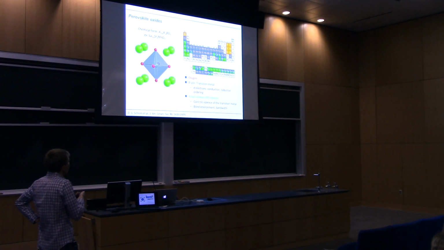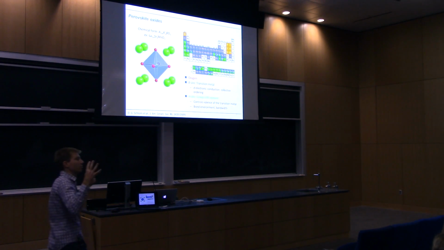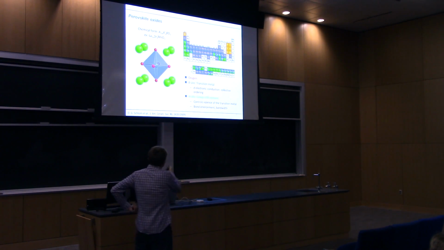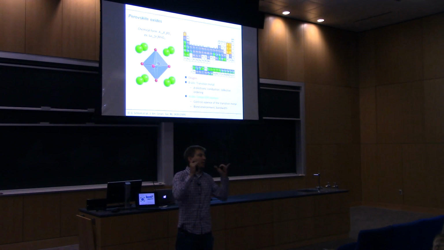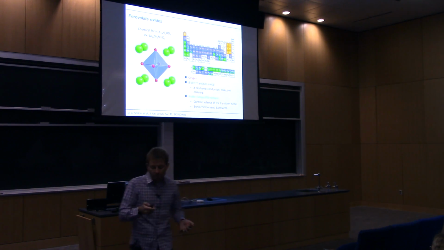What these do is help control the valence of the transition metal and also determine the bond environment, in general the size of the lattice. So when I move down, say, calcium, strontium, barium, I'm expanding the lattice, and that has implications on the local B-O-B bond angles and bond lengths.